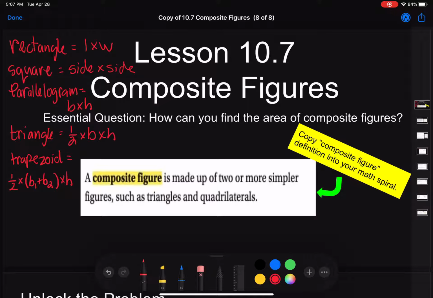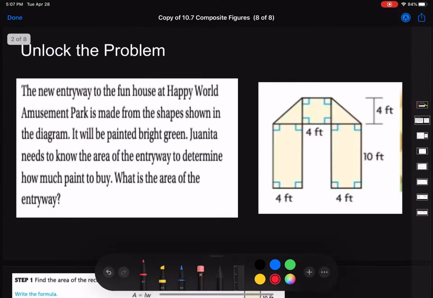Copy those down because you don't want to be searching through your notes for all the formulas. That way you have them on one page because you're going to need them for this lesson when you go in to do the Think Central homework assignment. Remember, you can pause this at any time too. All right, so here's an example of a composite figure. The steps on how to solve it are on the next slide.